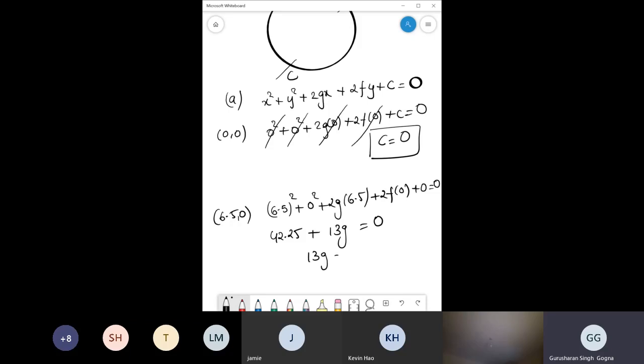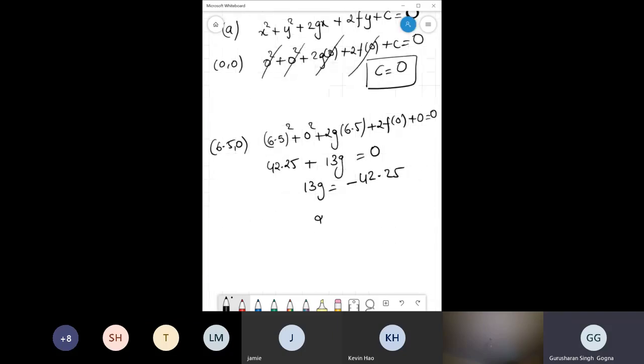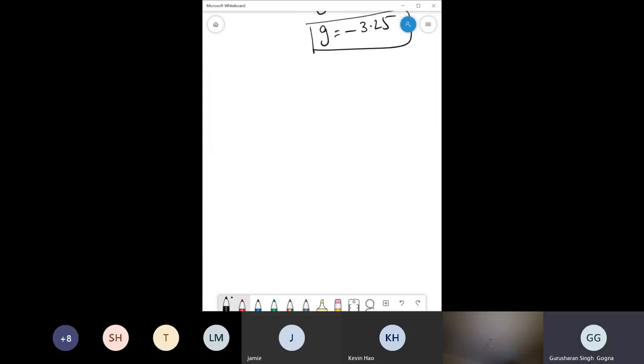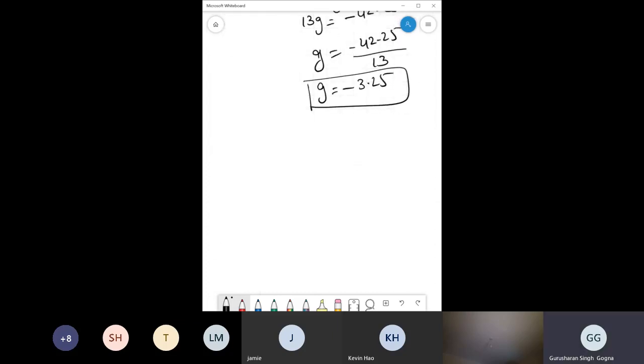So 13g is equal to minus 42.25. So g equals minus 42.25 divided by 13. So 42.25 divided by 13 will give you 3.25. So minus 3.25 is the value of G. Similarly, we got C, we got G. So the only variable left is F. So again, the point is 10, 7.